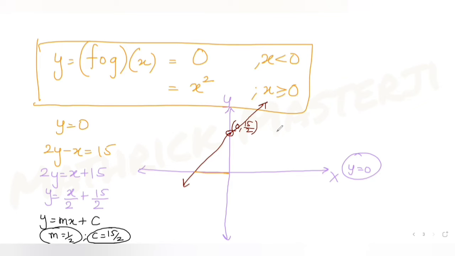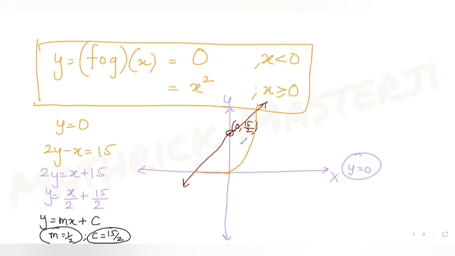And for x greater than or equal to 0, it is y equals x square. So y equals x square means it's a parabola. So it is basically a parabola here. Yeah, we'll have this type of parabola. Now we have to find the area of the region between these curves.